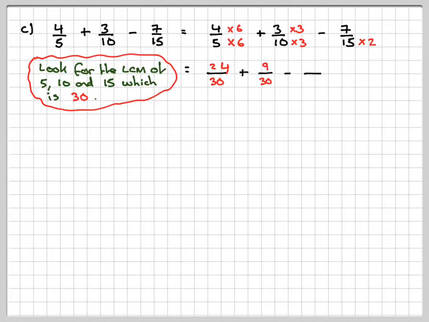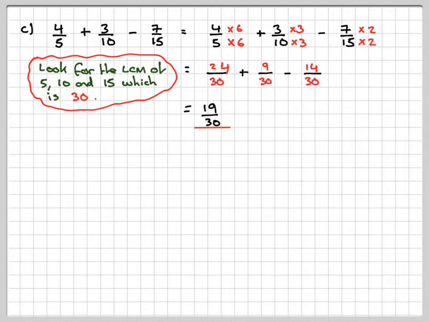And then we're going to need to take away 15 times 2 to make that 30, and then the same to the numerator, 2 times 7, which is 14. Then we need to do 24 plus 9 minus 14, but we could do 24 minus 14, which is 10, and 10 plus 9, which is 19 over 30, which is the final answer.